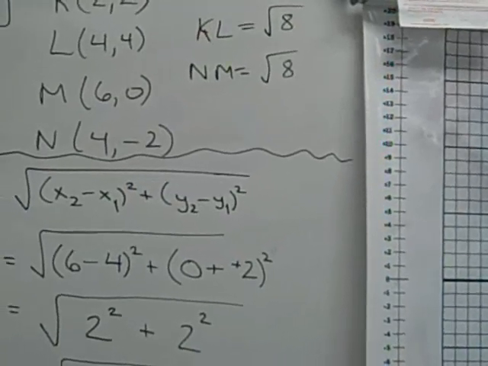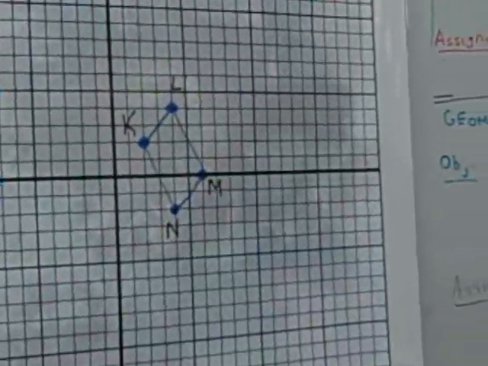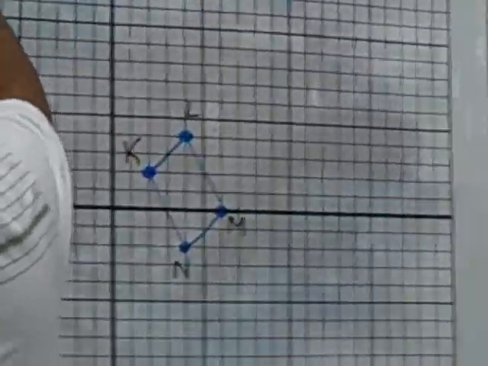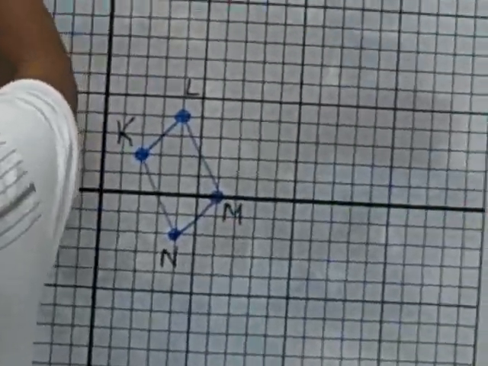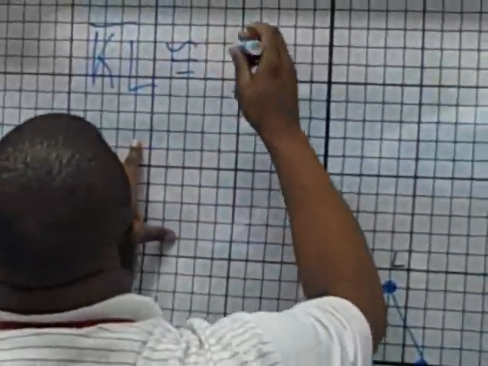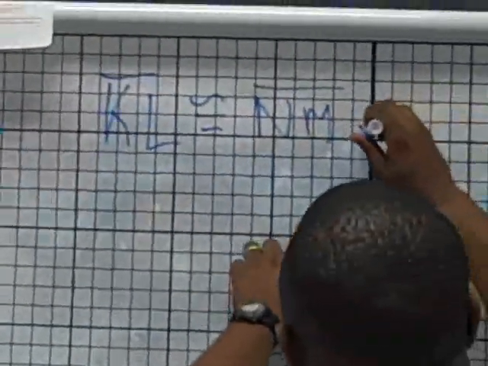All right? So, let's write that over here. Let's see here. I'll change markers here. Okay, hopefully y'all can see this. KL is congruent to NM. Okay? So we got that checked off.